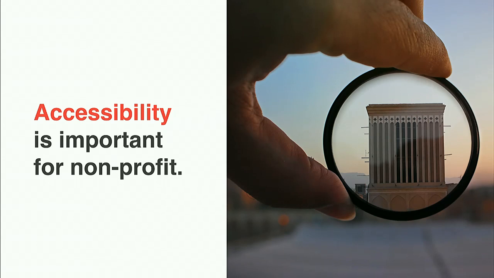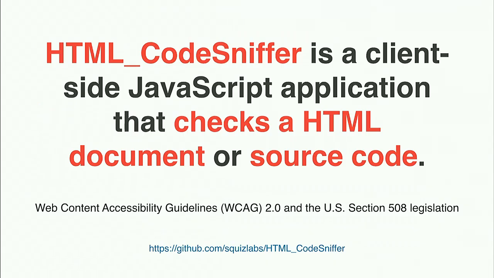So YMCAs, this is the largest nonprofit organization in the United States. They have many different associations, but they really need accessible websites, because they really care about people with accessibility problems. So that was the challenge for us, to create the accessibility distro. And in order to create a good framework for creating an accessible theme, we were using the HTML code sniffer.